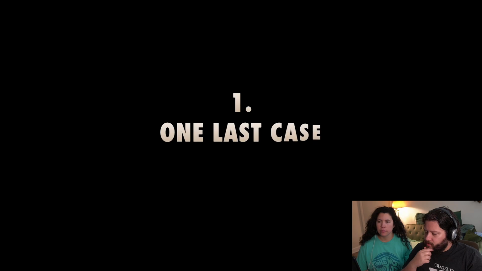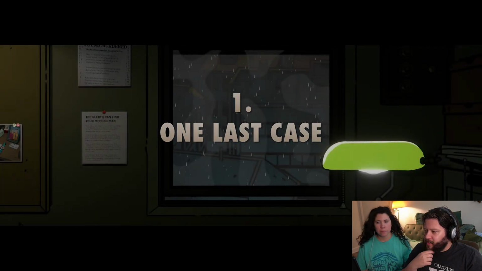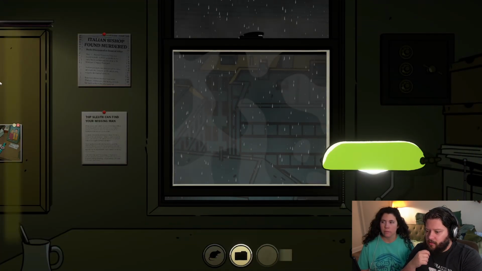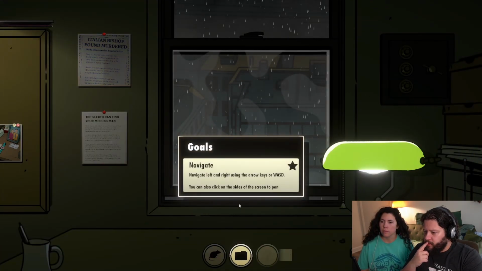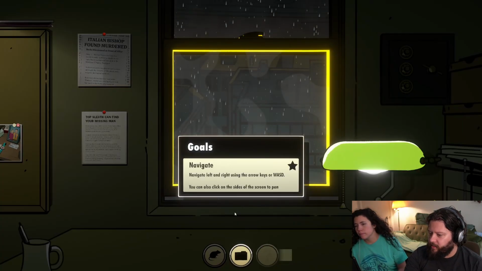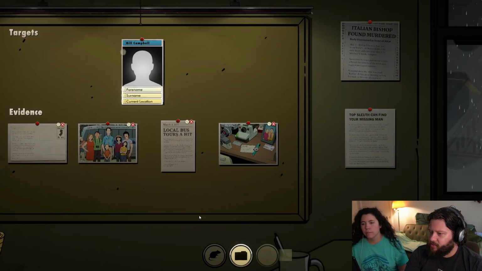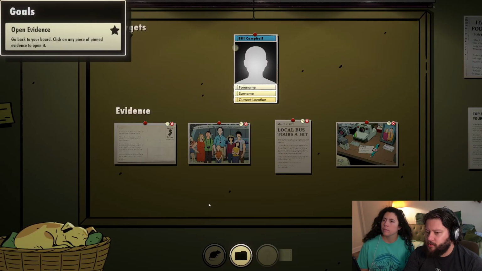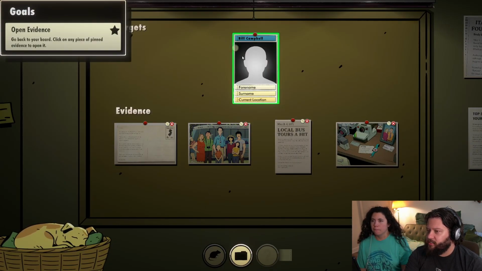Alright. I don't actually know much about how this plays out. Okay, navigate using the arrows. You can also click the side of the screen to pan. Alright, so here's our evidence board. You can click on any evidence. I'm trying to find Bill Campbell.